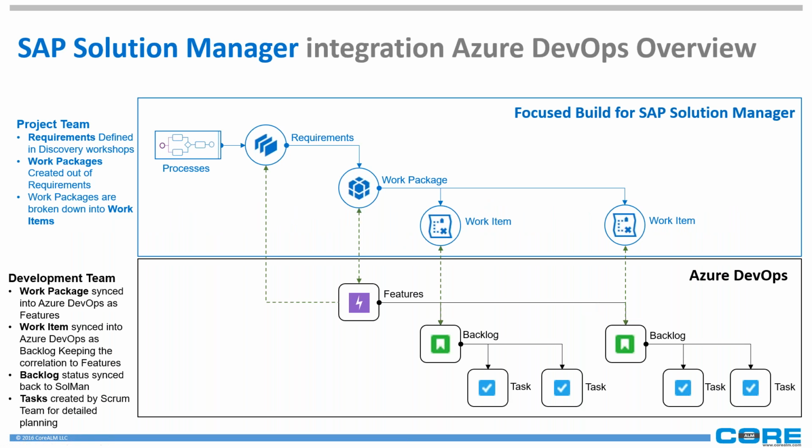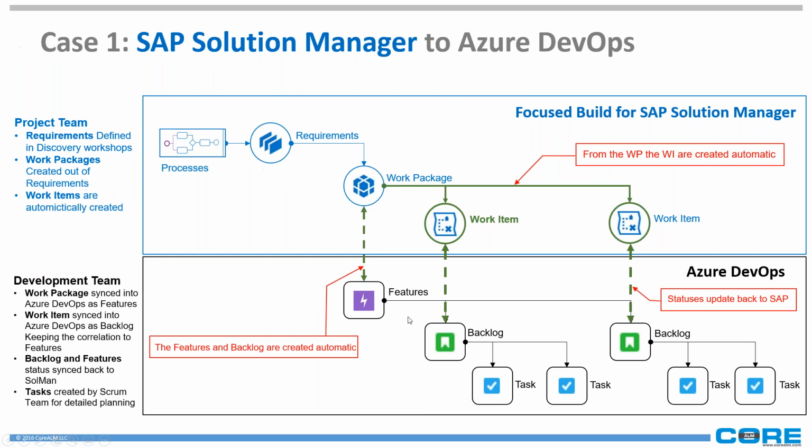So now in the Azure DevOps, similar to exactly what we explained in here, just the terminology is slightly different. In here we have features and backlogs, but the integration works very similarly. We have an integration where work packages are integrated with features and also requirements. And then you have your work items that are integrated with your backlog in Azure. So these items are synced, so even the statuses are synced at any given time. If something changes in Jira, it will automatically update the work item within SAP Solution Manager.